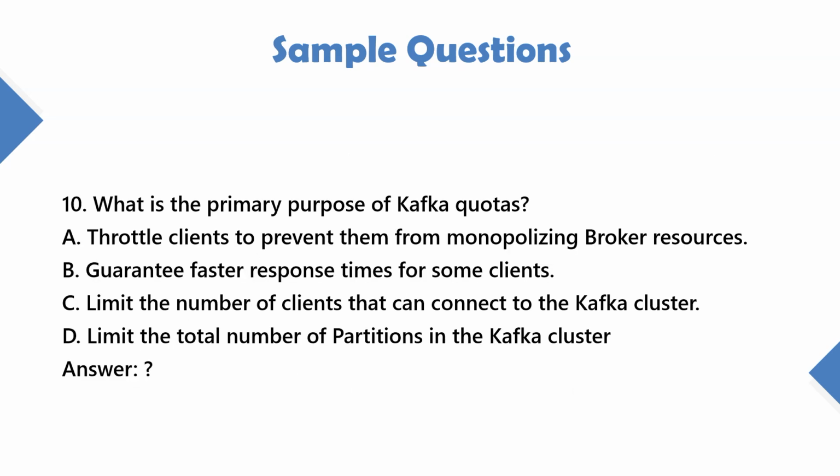10. What is the primary purpose of Kafka quotas? A. Throttle clients to prevent them from monopolizing broker resources. B. Guarantee faster response times for some clients. C. Limit the number of clients that can connect to the Kafka cluster. D. Limit the total number of partitions in the Kafka cluster.